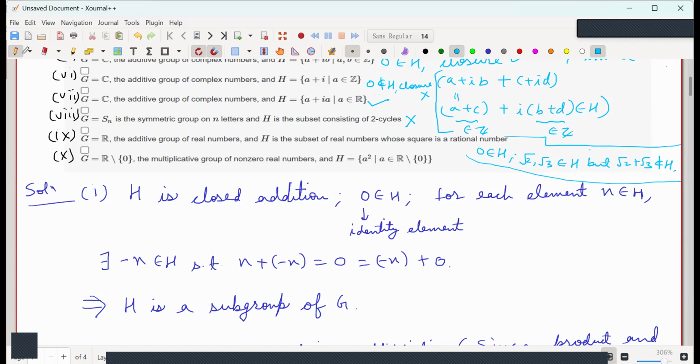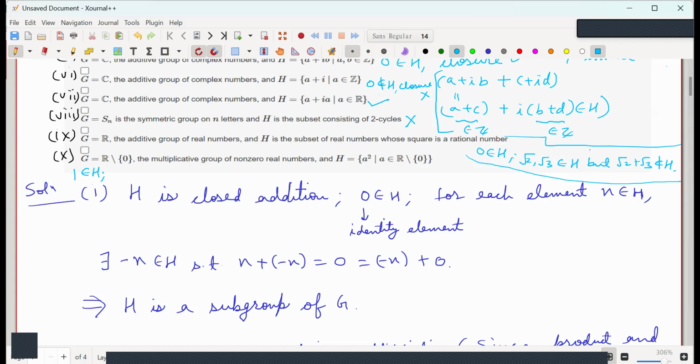Sum of two squares is not a perfect square. No, multiplication, sorry. So see, 0 is there. Now if 0 is not there, it's non-zero. Here the multiplicative identity is 1. So 1 is there. 1 is a square of itself.